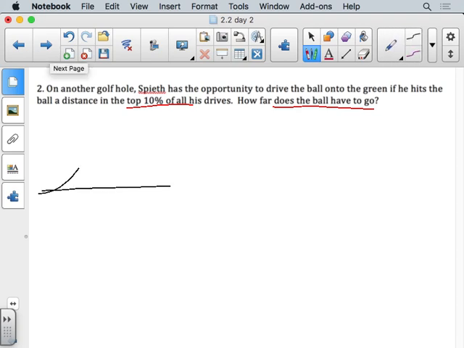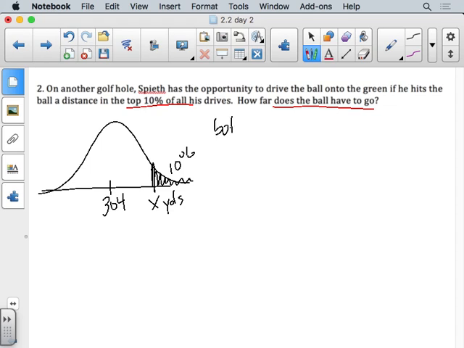Beautiful picture time. Oh, that one was really nice. That one's beautiful. Look at that. Except I didn't put the mean directly in the middle. That's unfortunate. Okay, we're looking for the top 10%. How many yards did he hit the ball using his top 10% of every drives? Or for the table A part, you're looking for the bottom 90%. Or another way to put it is he is in the 90th percentile of his drives.